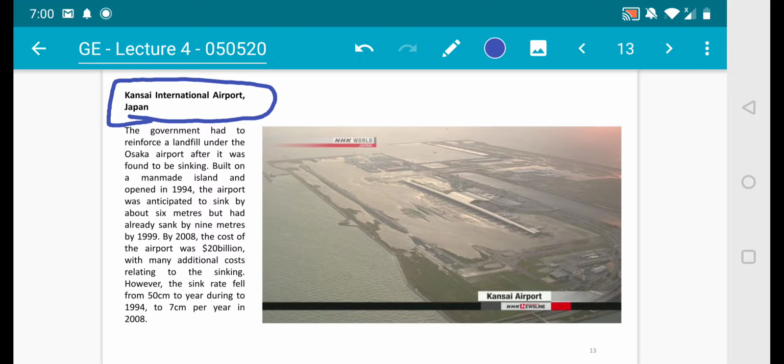The government had to reinforce a landfill under the Osaka airport after it was found to be sinking. Built on a man-made island and opened in 1994, the airport was anticipated to sink by about 6 meters, but has already sunk by 9 meters in early 1999. By 2008, the cost of the airport was 20 million, with additional costs relating to the sinking. However, the sink rate fell from 50 centimeters a year in 1994 to 7 centimeters per year in 2008.